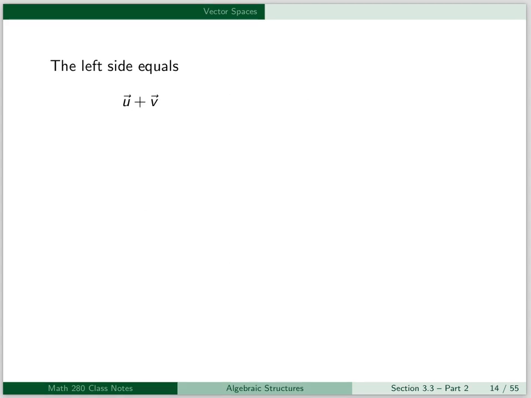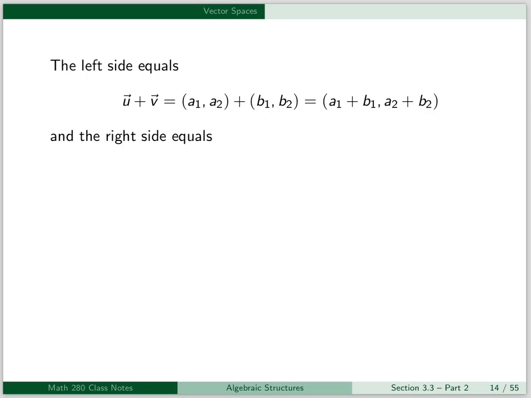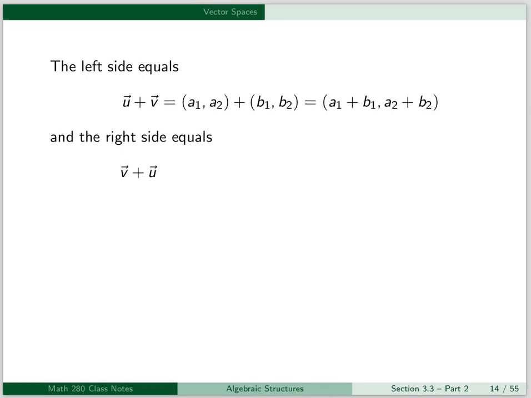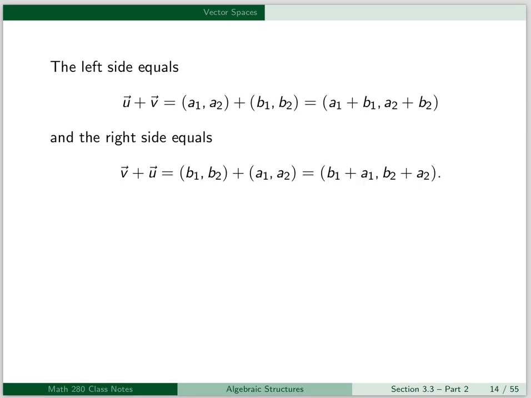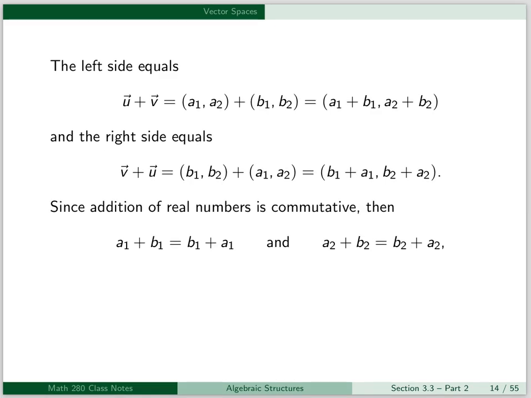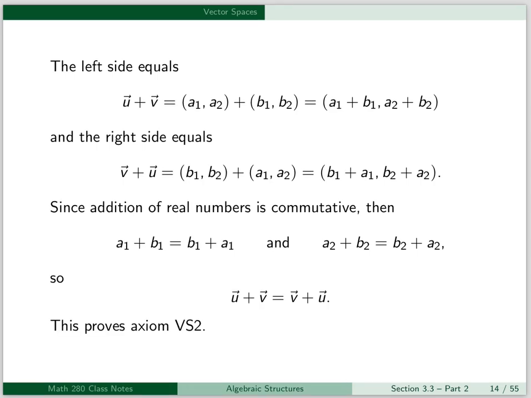So the left side equals u plus v is (a1, a2) plus (b1, b2), which is (a1 plus b1, a2 plus b2). And the right side equals v plus u equals (b1, b2) plus (a1, a2), which is equal to (b1 plus a1, b2 plus a2). Now, since addition of real numbers is commutative, then we know that a1 plus b1 equals b1 plus a1, and a2 plus b2 equals b2 plus a2. So u plus v is equal to v plus u. And this proves axiom VS2.